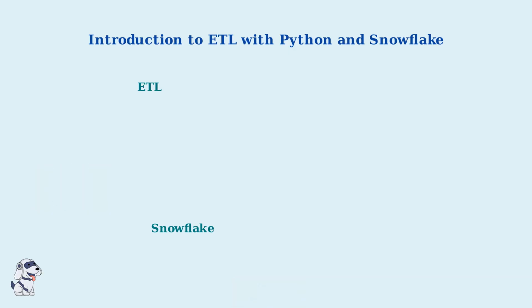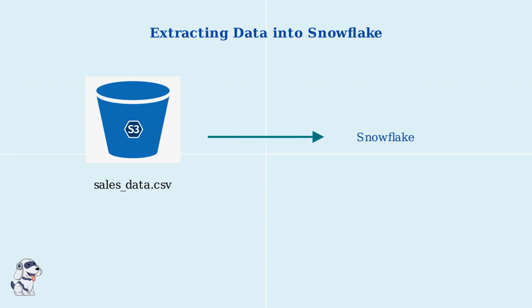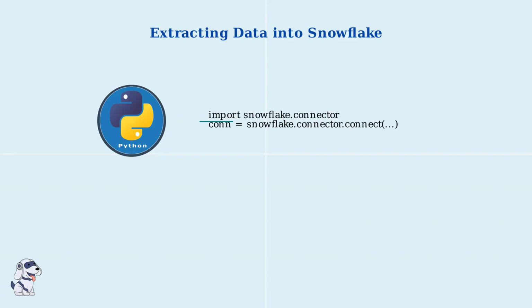We will use Snowpark's DataFrame API to simplify SQL-like operations. To begin extracting data into Snowflake, we start with a data source like an S3 bucket containing a CSV file. This cloud storage service from Amazon allows us to store and retrieve large amounts of data efficiently. Using Python, we establish a connection to Snowflake with the Snowflake Connector Python library. This library provides the essential tools to securely connect to our Snowflake account, authenticate, and execute operations.